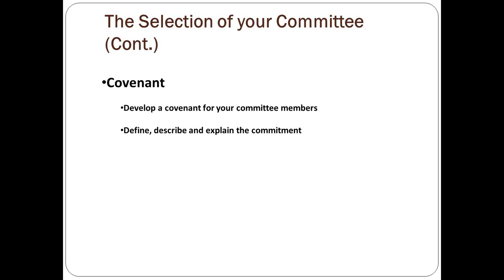But you want a covenant so that you're trying to eliminate misunderstandings about what they thought was required of them, expected of them, and the work they were going to have to perform by writing the job description, defining, describing, and explaining the commitment that they are making when they sign on the dotted line.